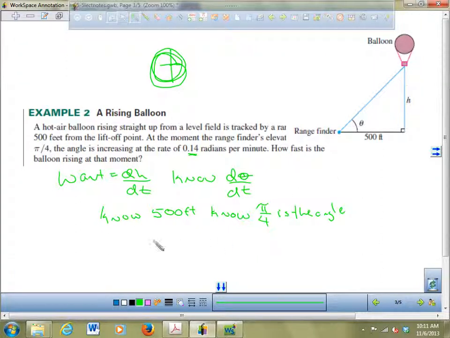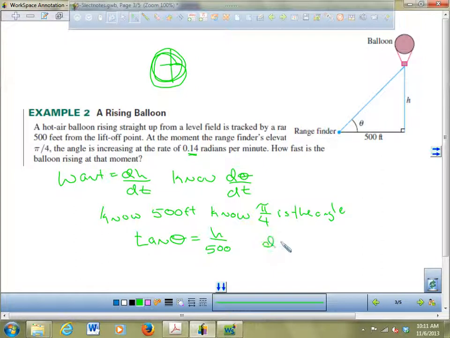Oh, yeah, that's easy. All you have to do is write an equation that relates all these things. So what's the equation that relates this? Tangent of theta equals h over 500. And this doesn't have to be a variable because this distance doesn't change, right? That thing's the same. So now you know d theta dt. You're going to take the derivative of this implicitly.